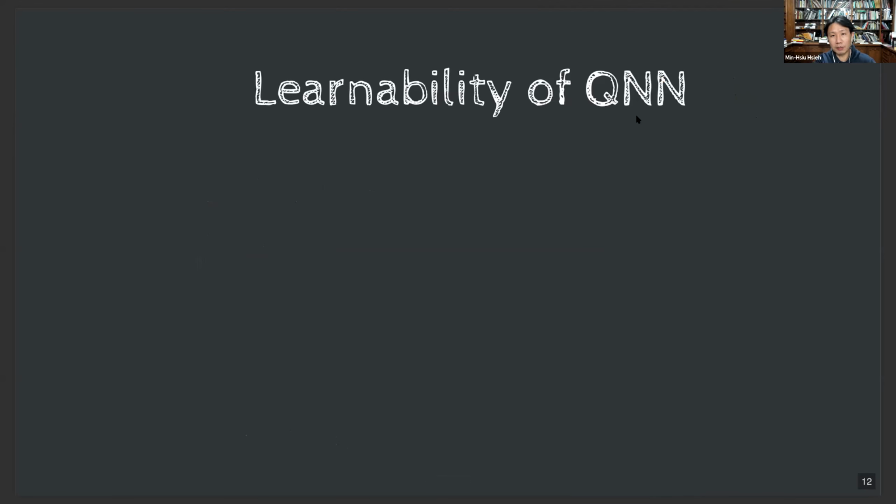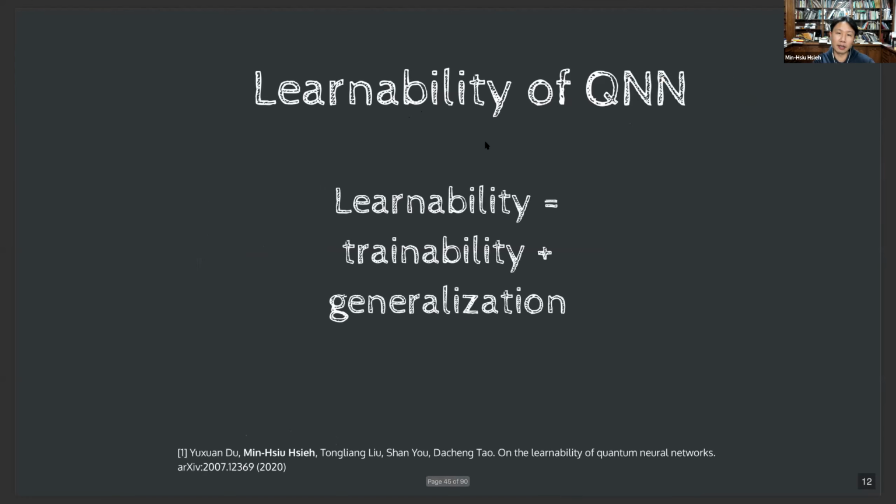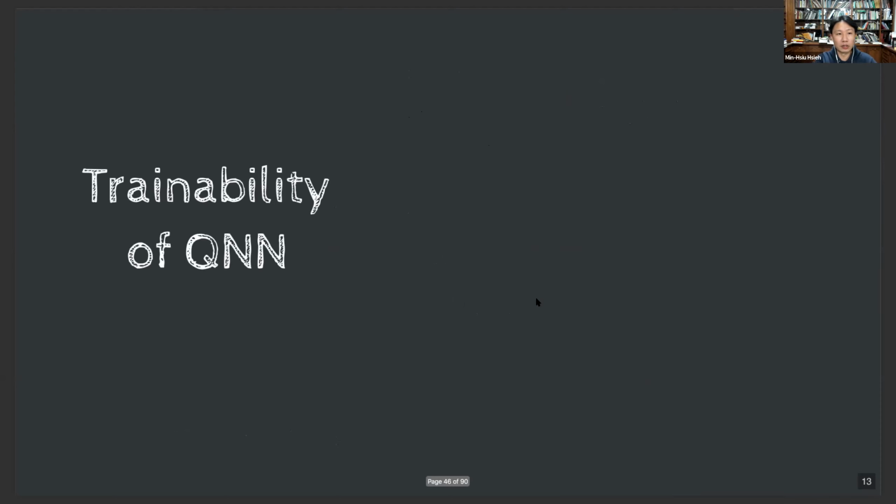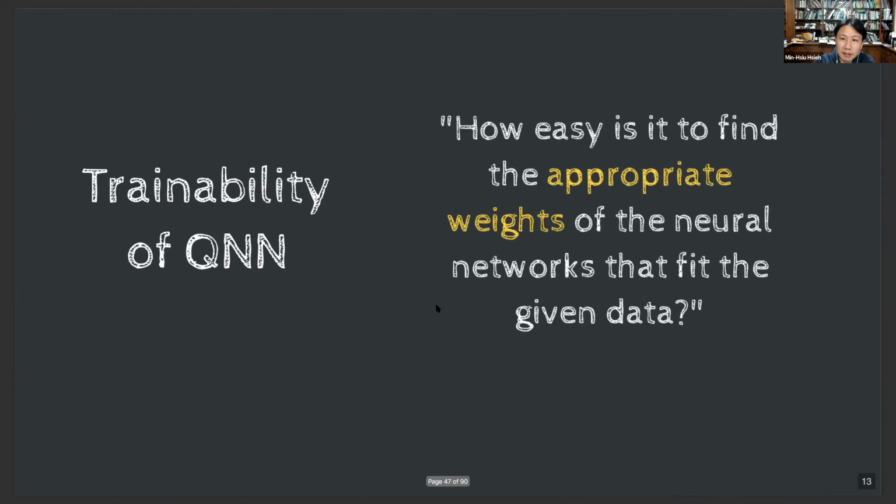Okay, then we move on to understand what the learnability of the QNN is. Here, learnability can be defined as trainability plus generalization. Trainability is defined as how easy it is to find the appropriate weights of your neural network given the data.